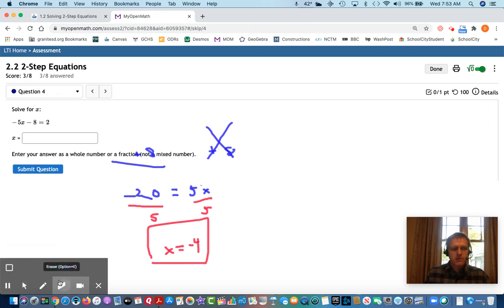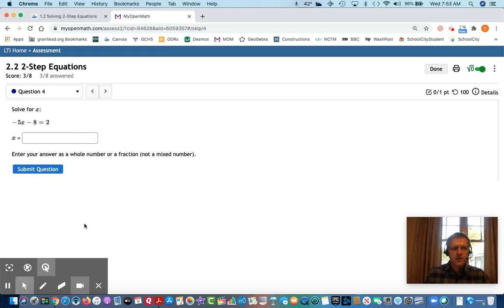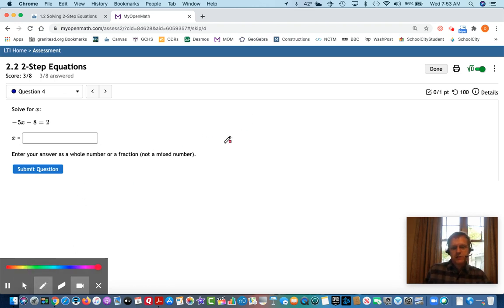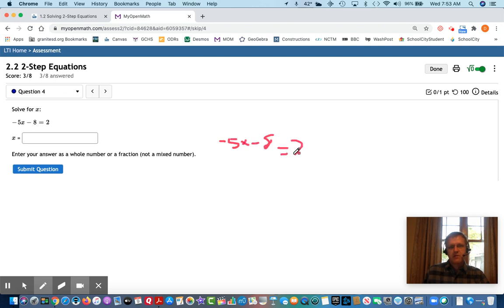Let's wipe the screen off here. Oh, this works the same way. This one says enter as a whole number or a fraction. So that's a clue that it may come out to be a fraction. Let's see if that's true. Minus 5x minus 8 is equal to 2.